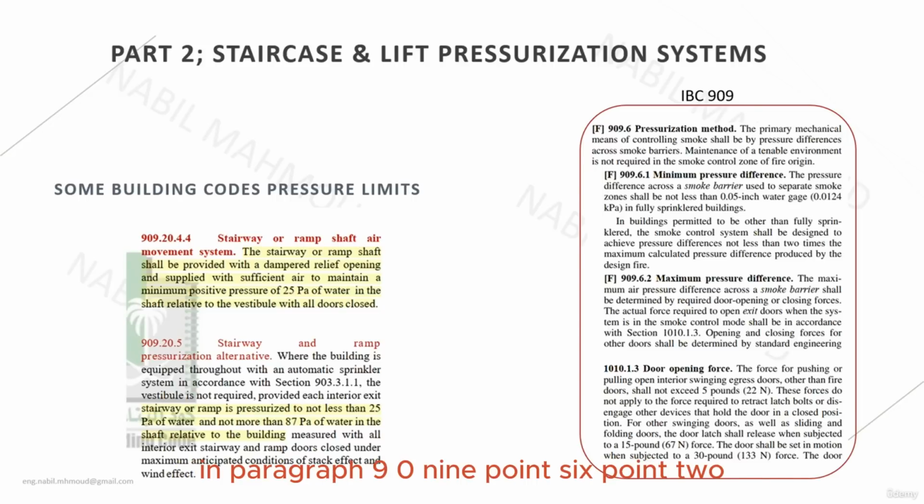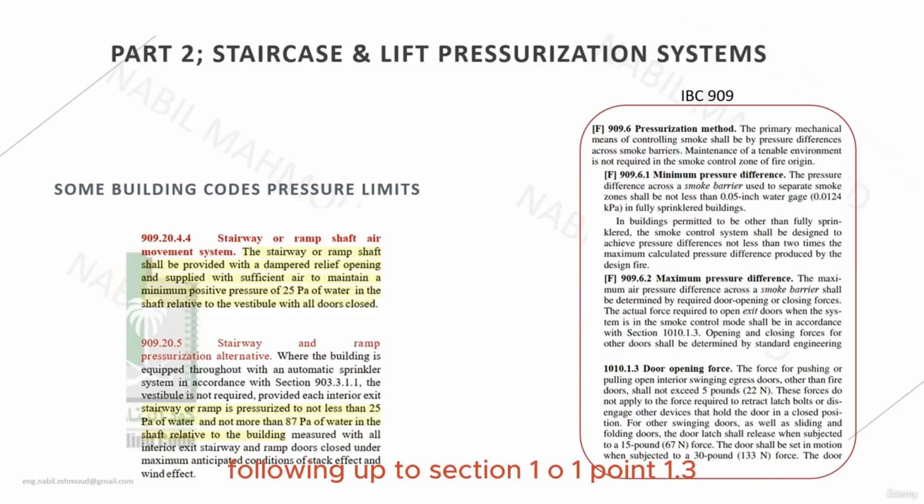In paragraph 909.6.2, which is titled the maximum pressure difference, it is mentioned that the maximum air pressure difference across a smoke barrier shall be determined by the required door opening or door closing force. The actual force required to open the exit door when the system is in the smoke control mode shall be in accordance with section 1010.1.3. Opening and closing forces for other doors shall be determined by standard engineering.